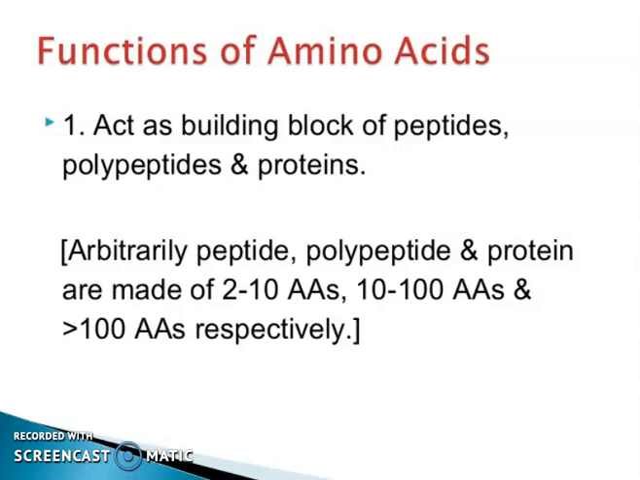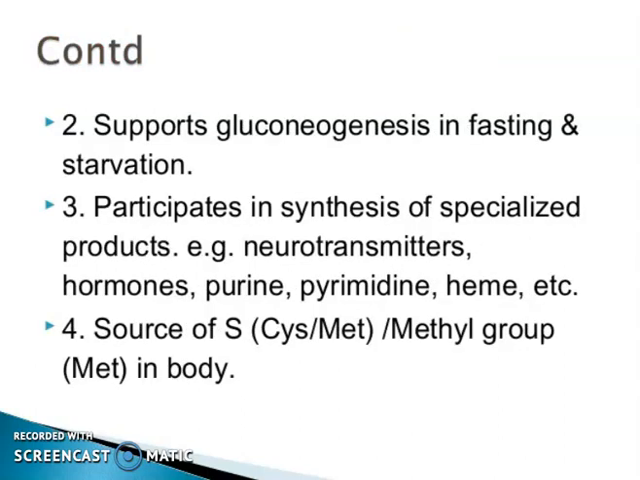Functions of amino acid: they act as building blocks of peptides, polypeptides and proteins. Arbitrarily, peptides, polypeptides and proteins are made up of 2 to 10 amino acids, 10 to 100 amino acids, and greater than 100 amino acids respectively.